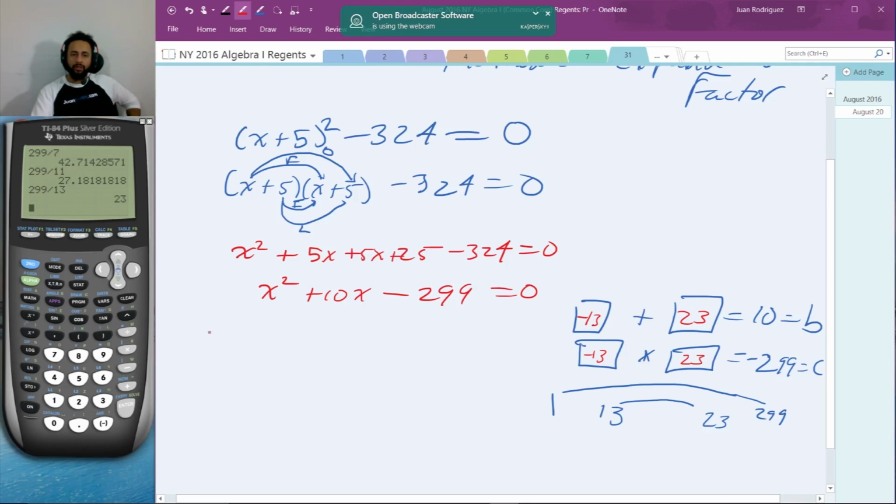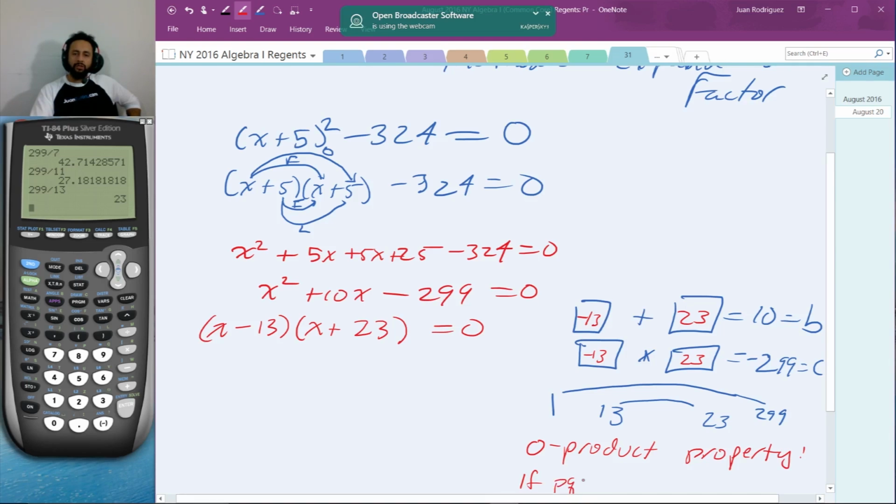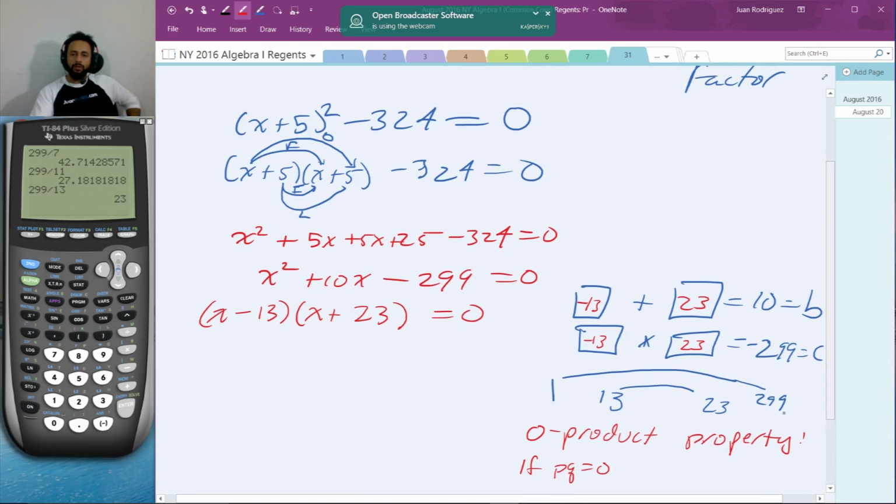And how do we use those? We can factor this now as x minus 13 and x plus 23, because the 23 is positive. And then we use the zero product property, which says this: if p times q equals 0, then p equals 0 or q equals 0.